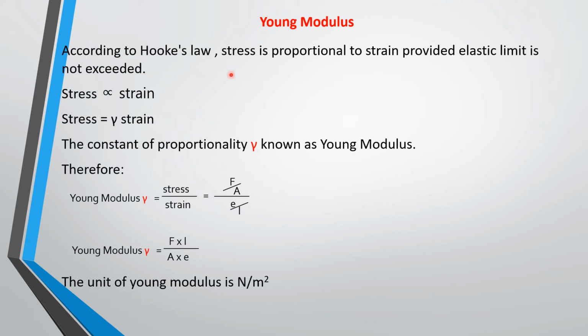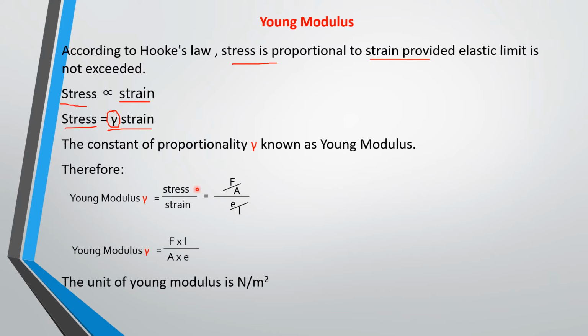According to Hooke's law, the law states that stress is proportional to strain, provided the elastic limit is not exceeded. Mathematically stated, stress is proportional to strain, and the constant of proportionality is called the Young modulus. Mathematically, Young modulus equals stress over strain, and we already know that the equation for stress is force over area, and that of strain is extension over length.